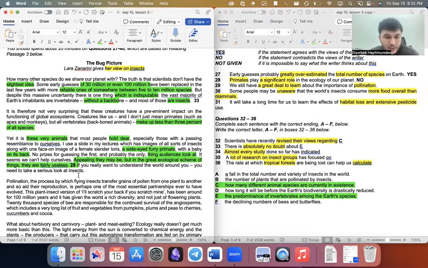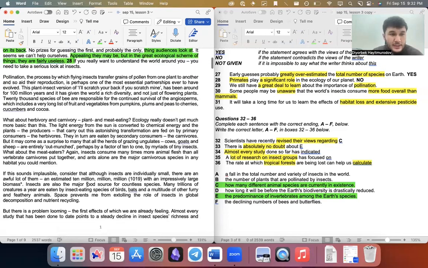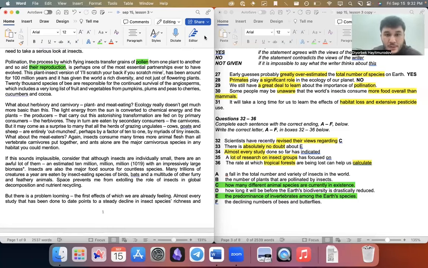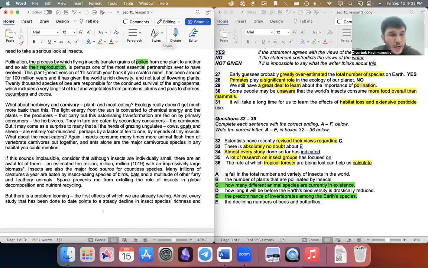If you really want to understand the world around you, you need to take a serious look at insects. Okay, if I want to understand the world, I need to look at insects. Pollination, the process by which flying insects transfer grains of pollen from one plant to another to aid their reproduction, is perhaps one of the most essential partnerships ever to have evolved. Pollination between an insect and a plant is one of the most important partnerships.